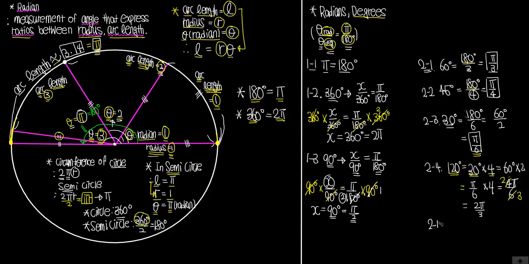Now let's think about the last one, which is going to be 150 degrees. For 150 degrees, it is the same thing as 30 degrees times 5, where 30 degrees is pi over 6, times 5, and that is going to be 5 pi over 6, and we cannot cancel out more. So these were the things that we did for the conversion from radians to degrees or degrees to radians.